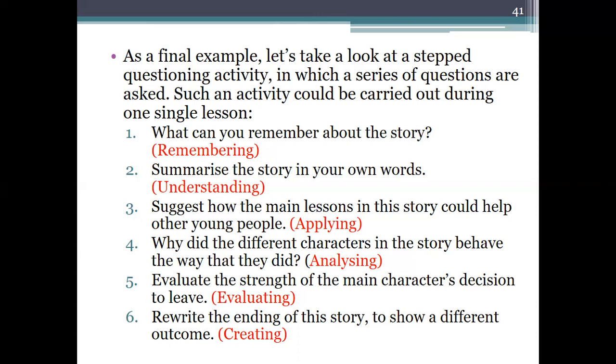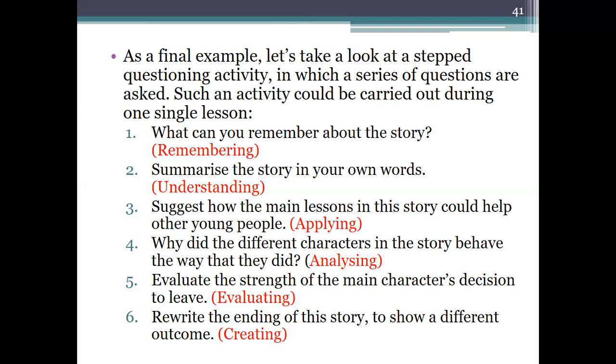Another more complexity, if we add it to this question, that will be the applying, that will be: suggest how the main lesson in this story could help other young people. Now he will use the concept, the lesson which is being discussed in the story, to be generalized to another situation. A more complexity added at a much higher level would be like, why did the different characters in the story behave the way that they did?